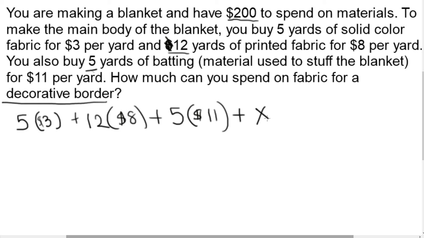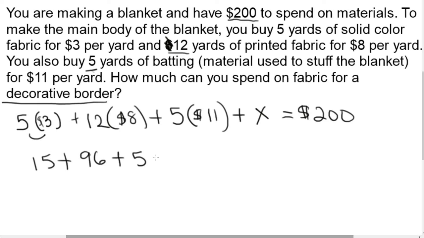They're not asking me how many yards I'm going to buy. They're just asking me how much I have left. So we know that's equal to $200. So 5 times 3, 15. 12 times 8, 96. 5 times 11, 55. Plus X equals 200. We'll convert this back to dollars in the end. It's easier to do it that way. We could put the dollar signs in it. Either way, it doesn't matter.